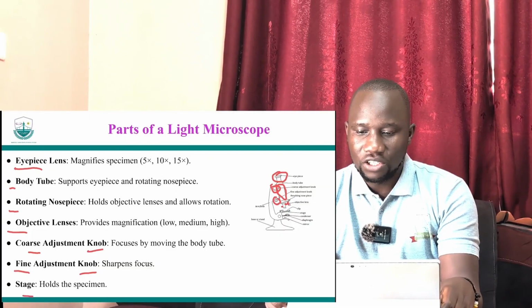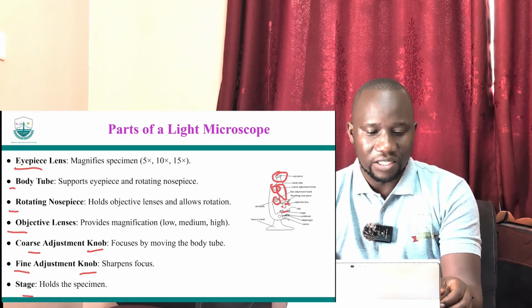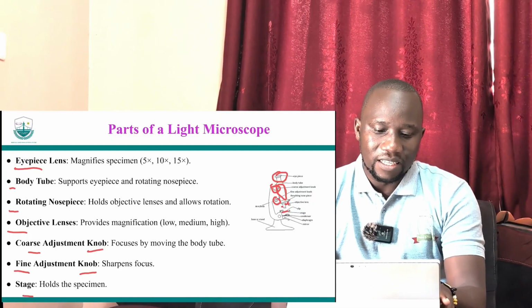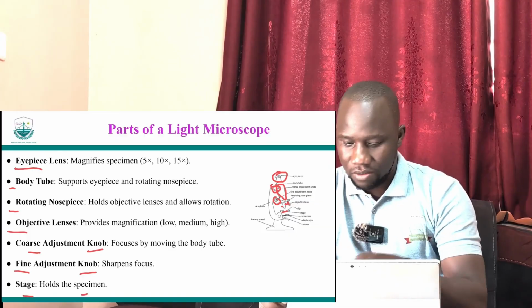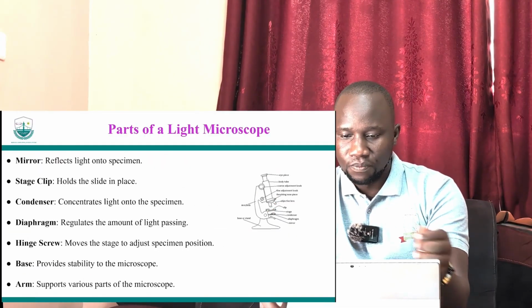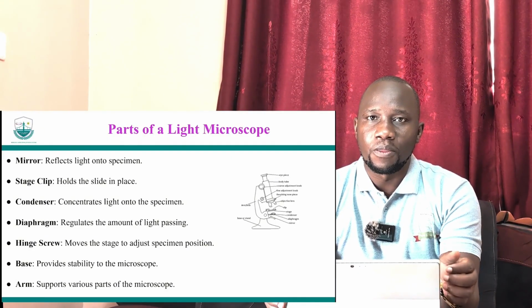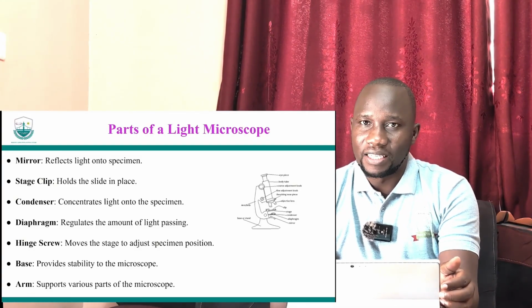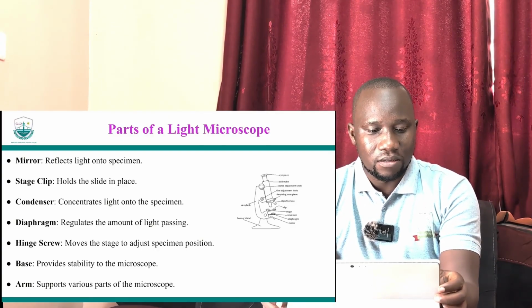And then we have the stage, which is where we place the slide that has the specimen. So the specimen is placed on a slide. Let's look at another image here. On the stage, which you can also call the mount, by the way, is where you place the slide. And we shall see what the slide is.